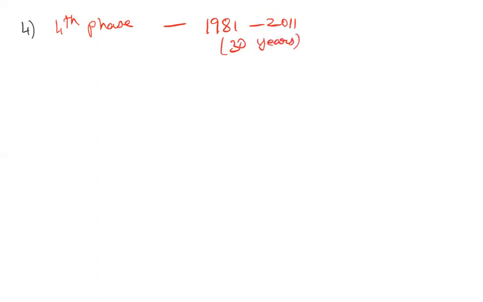So we moved from the third phase to the fourth phase, from 1981 to 2011, the next 30 years. The population increased from 683 million in 1981 to 1,210 million, so an additional 527 million.